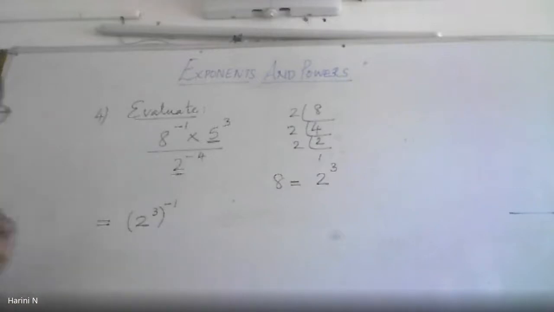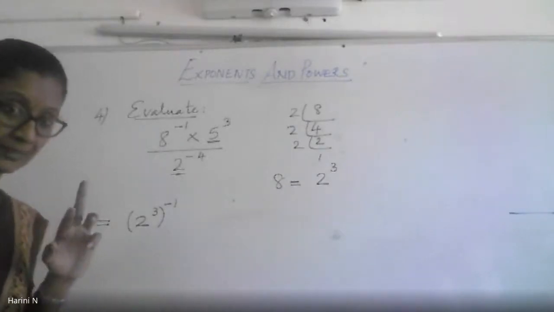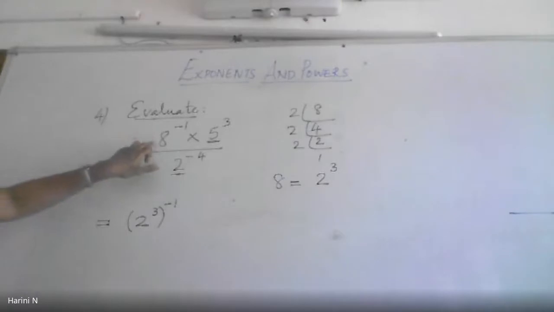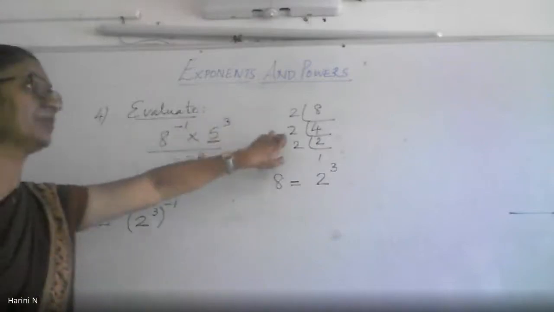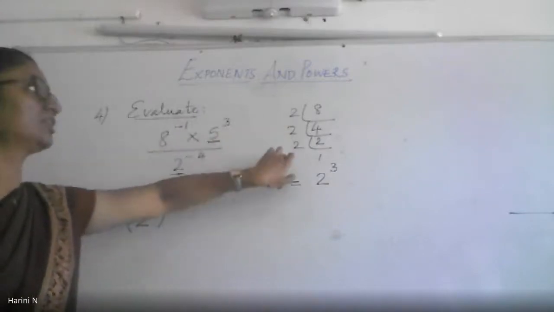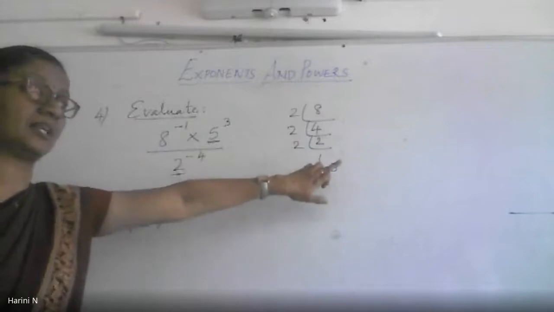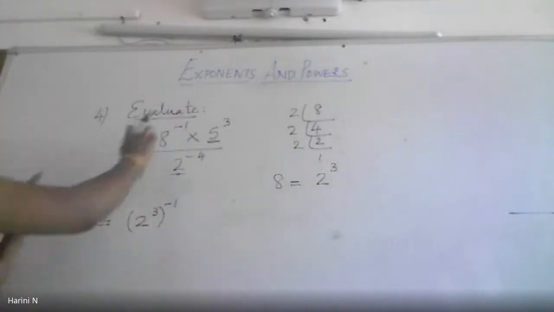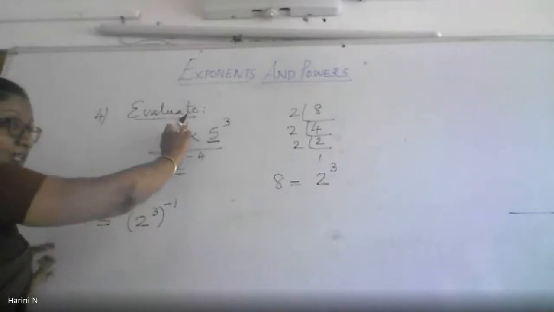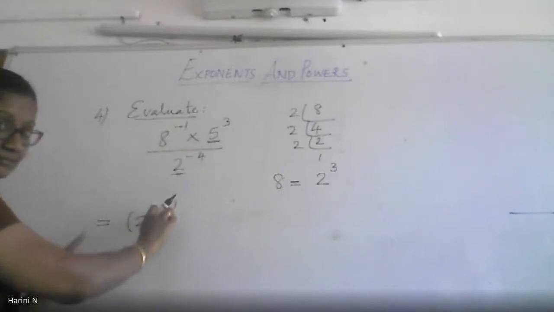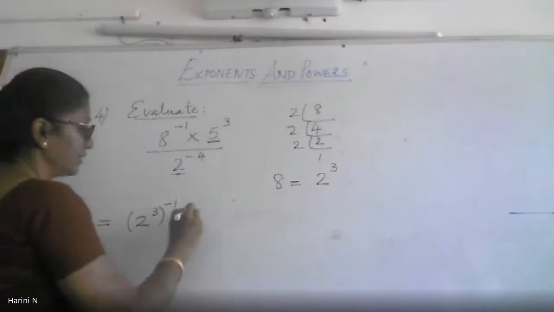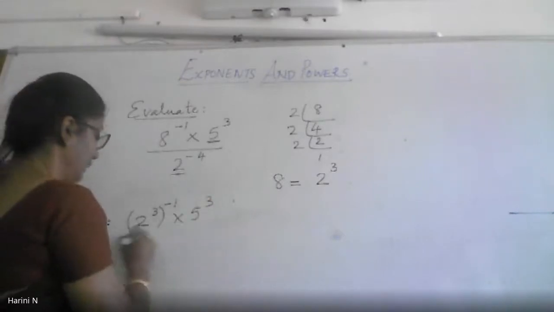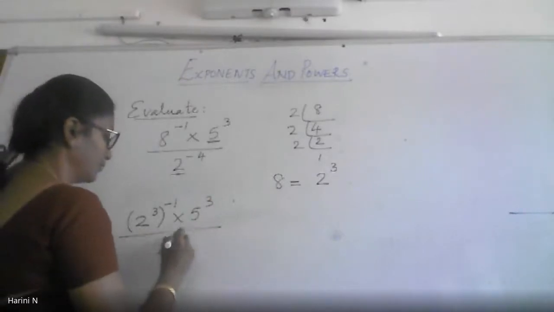You must clearly understand why there are 2 powers here. The base number, which is 8 here, is not a prime number, so it can be further factorized. And that's exactly what we've done. So this can be written as 2 to the power 3. So in the place of 8, I write it as 2 to the power 3, and already 8 is raised to the power negative 1, so that I should not forget. Alright. Then this is into 5 to the power 3 divided by 2 to the power negative 4.